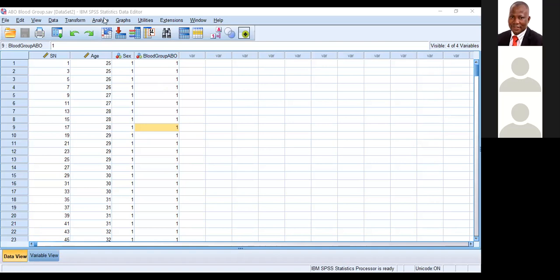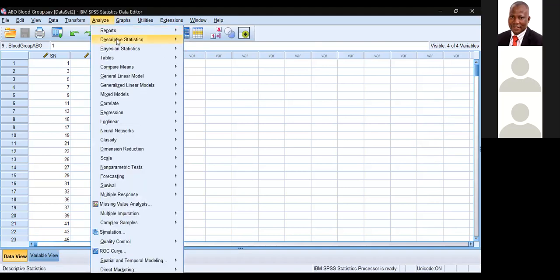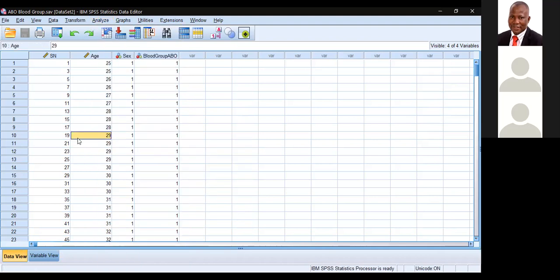Okay, thank you. First, I want to explain something. Wait, remove that thing. Don't go to analyze, come out. You have to come here. If you look at it, blood group, you see 1, 2, 3. I coded A as 1, B as 2, AB as 3, O as 4. You get it now? The sex, we don't need the sex there. We don't even need all those. It's only that one you are dealing with.